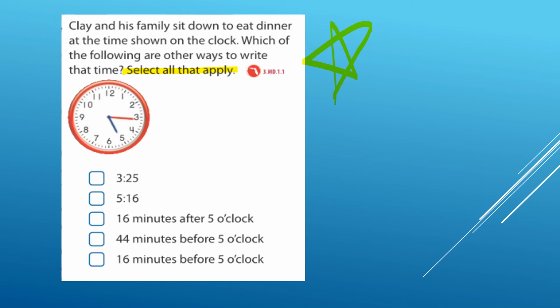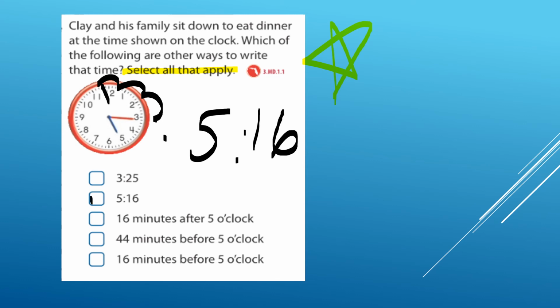So the first thing I'm going to take a look at is my time. So I see my hour hand here, and that's pointing about 5 o'clock. And then I'm looking at my minute hand. So my minute hand, again, if I start here, I have 5, 10, 15, and then one more. So it looks like it's 5:16. So I can see 5:16.